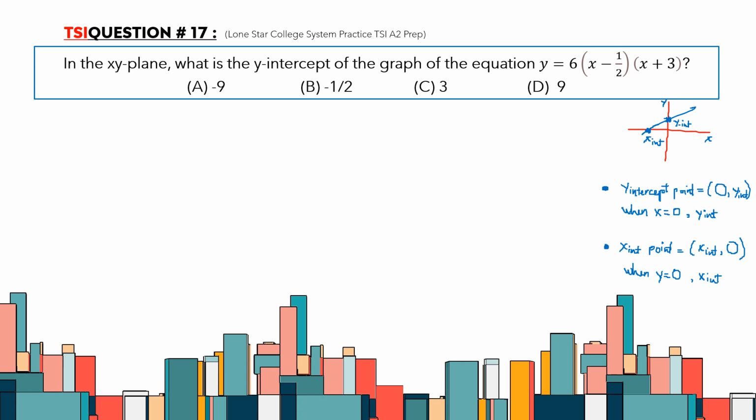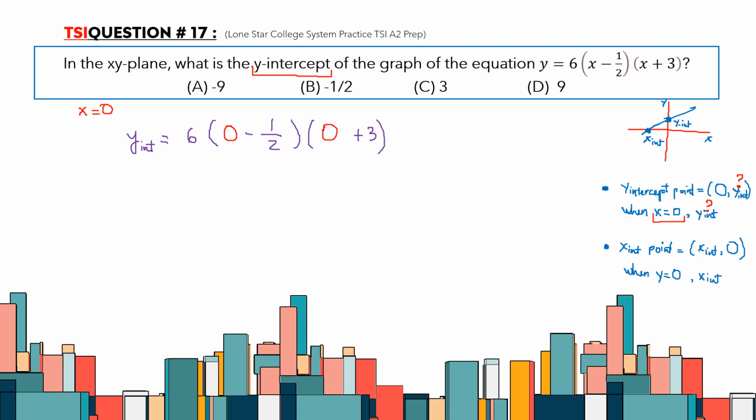Okay, so in this question, they're asking for the y-intercept. So this is the question mark right here. Our job is just to plug in x equals 0 in the given equation to find out what the y-intercept is. So you have y-intercept equals 6 times (0 minus 1/2) times (0 plus 3), since x equals 0.